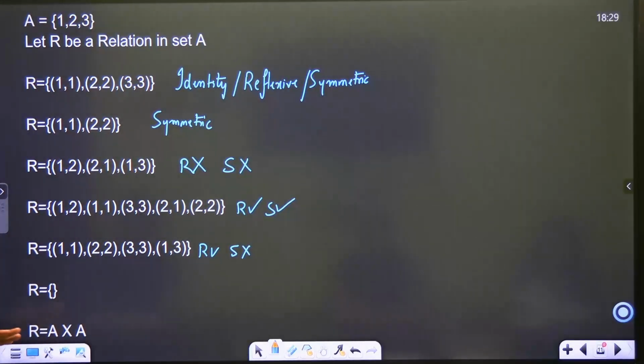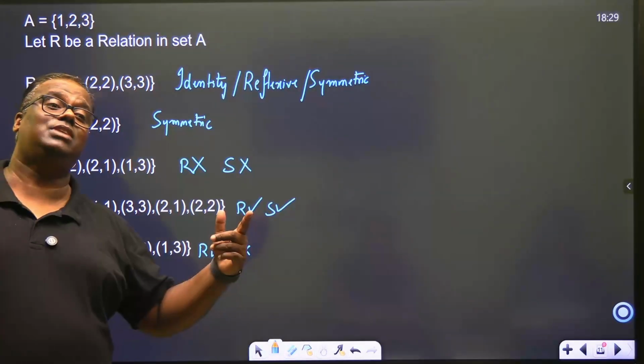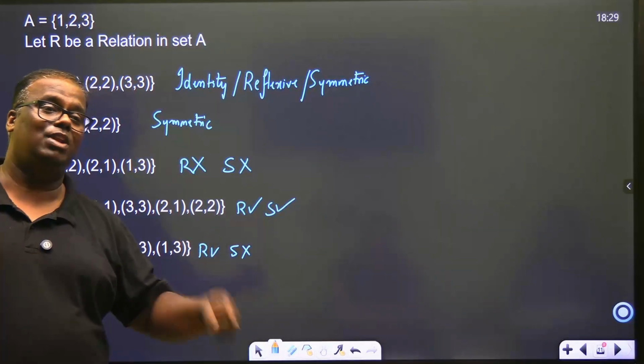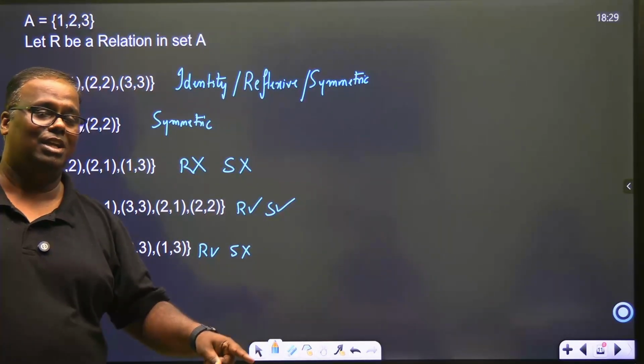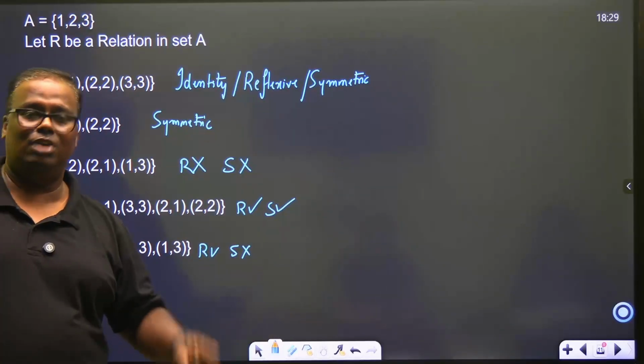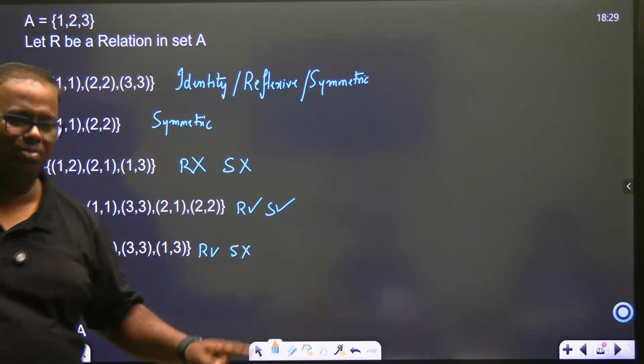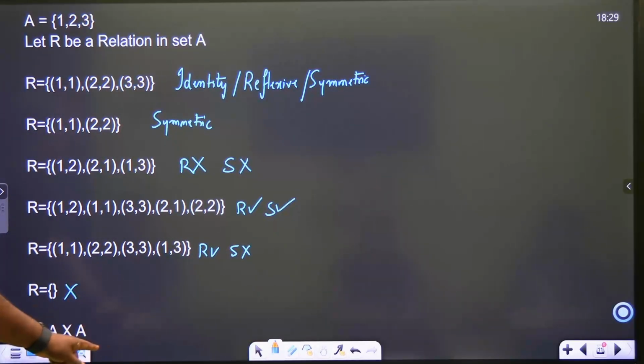The null set, the empty relation, is neither reflexive nor symmetric; it is nothing. A cross A, I told you, is a universal relation. The universal relation will have the identity also. It will have the reflexive also. It will have the symmetric also. We have not studied transitive, but it will have the transitive also.